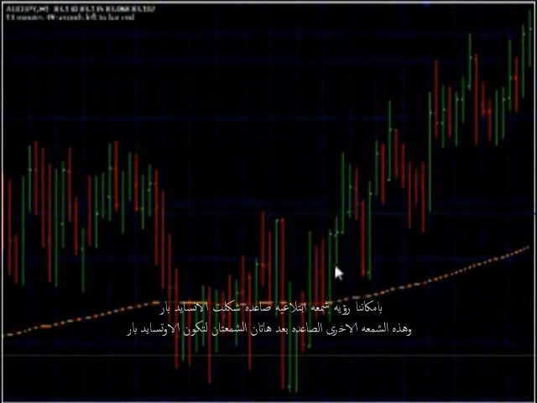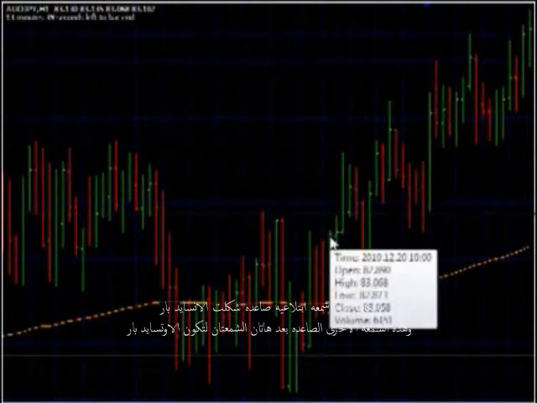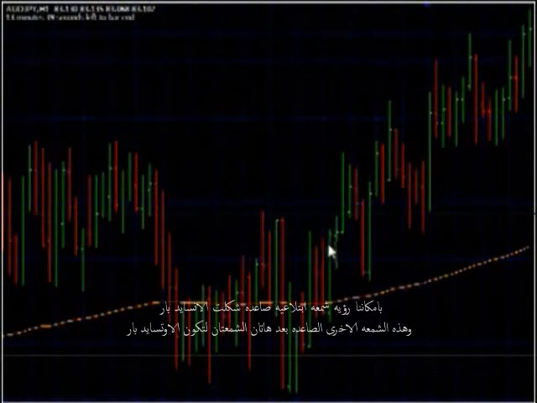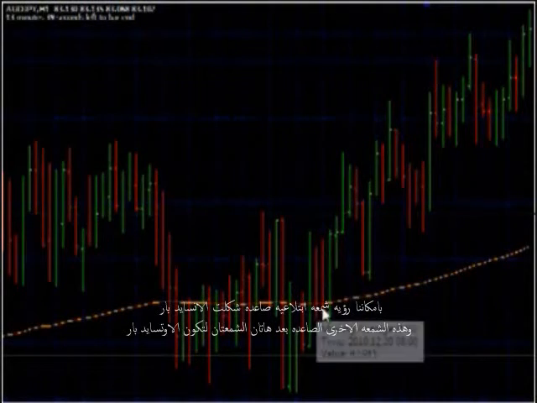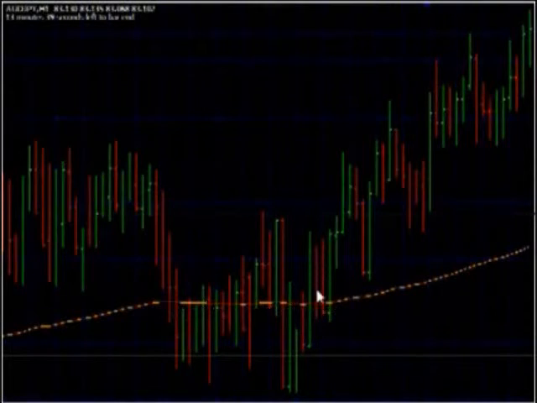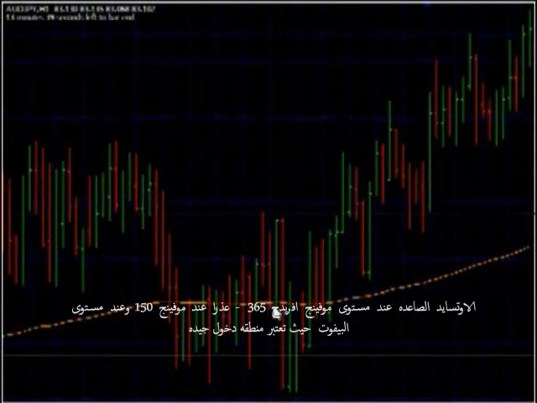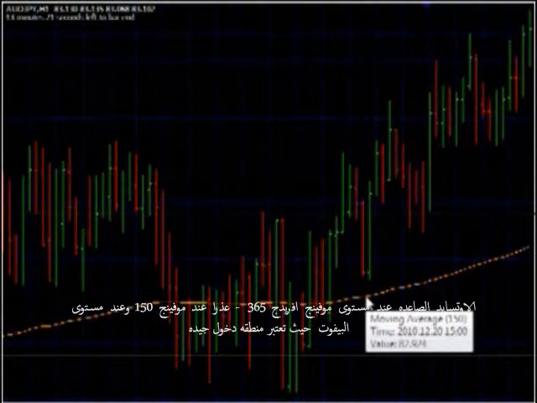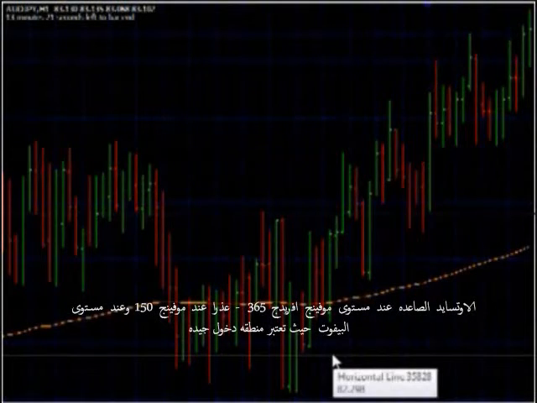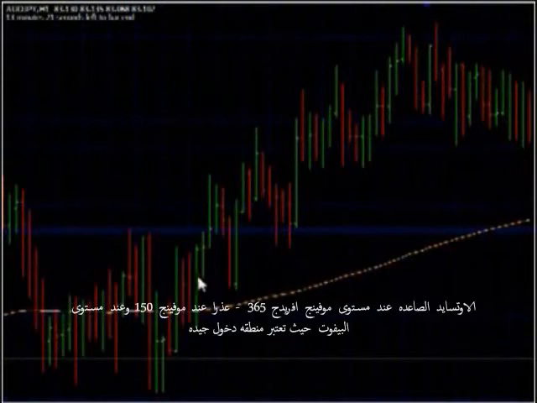This green bar is a bullish bar. This green bar covers the previous bar, which makes it a bullish outside bar. A bullish outside bar right off the 150 at the price pivot area, which is a good point for entry.